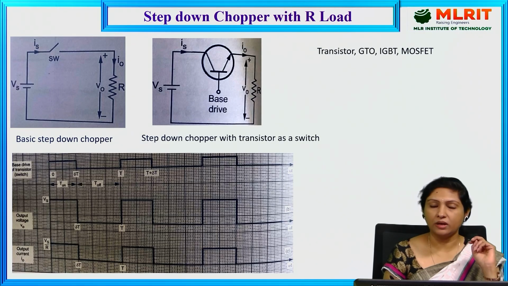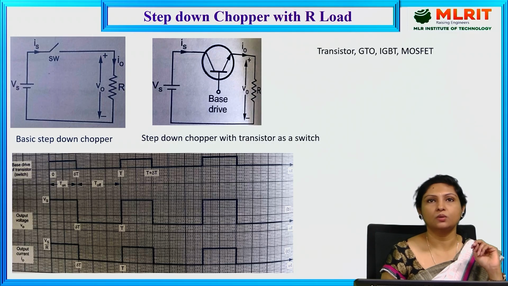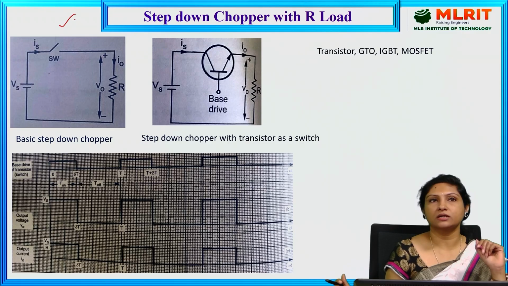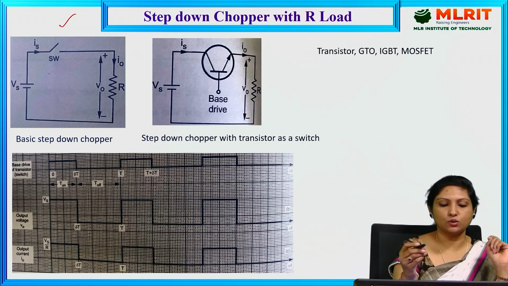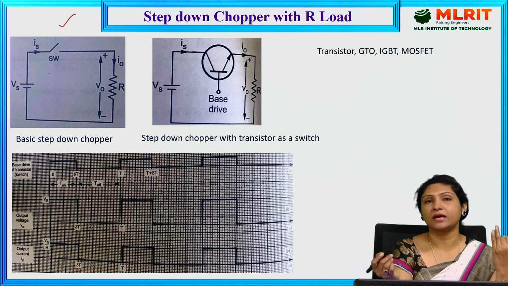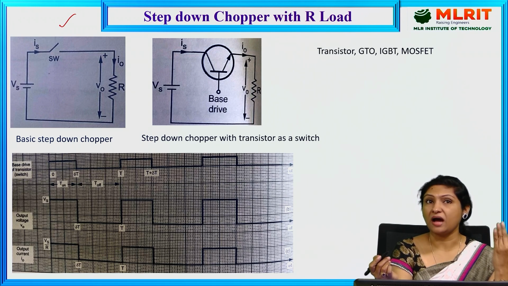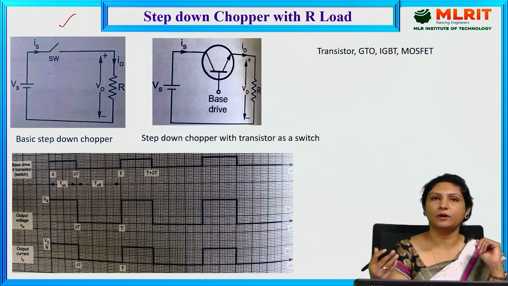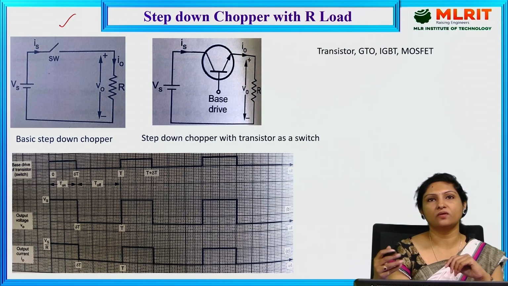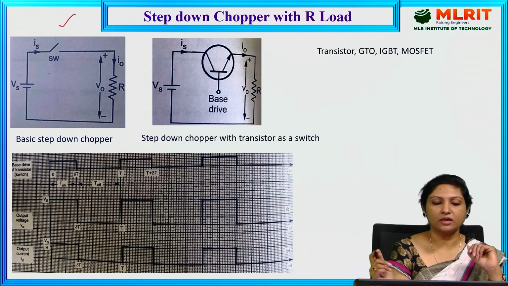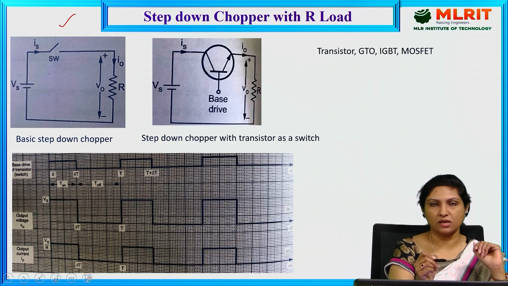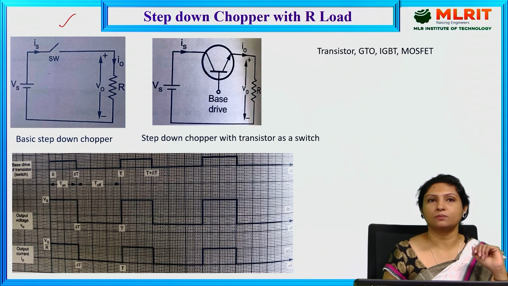Now let us discuss step down chopper with resistive load. This is the basic chopper where a switch will be connected in between supply as well as load. This switch can be a transistor, a GTO, an IGBT, or also a power MOSFET. So depending upon the application, we can make use of a suitable switch, and here we are connecting this particular switch in between supply as well as load. And this is a step down chopper.